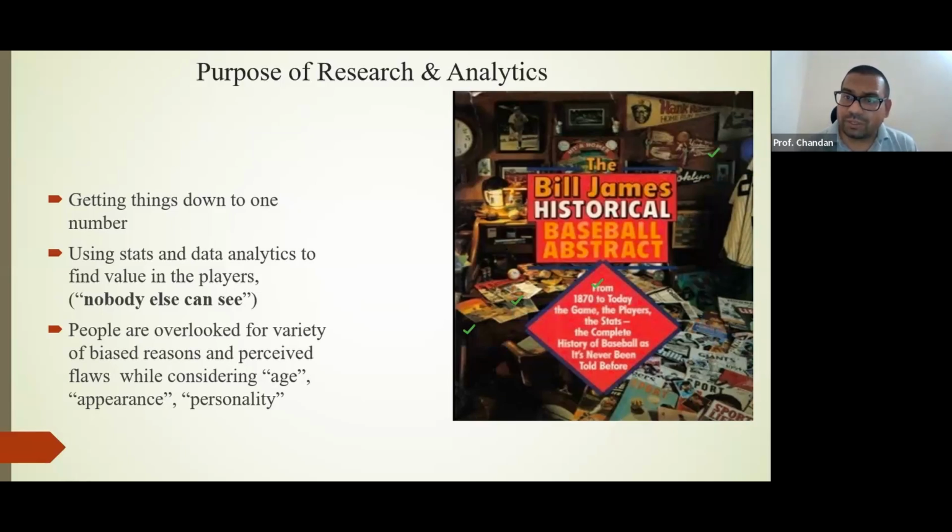So they have taken references from this particular book also. The book is named The Bill James Historical Baseball Abstract. And they have highlighted certain stats or how to select players, what kind of decisions you can consider when you have to select the best players for the game, right? And what are the criteria which may impact the decision-making process? So they have highlighted people are overlooked for a variety of biased reasons and perceived flaws while considering age, appearance, personality. These things are very sensitive in the judgment or decision-making process.